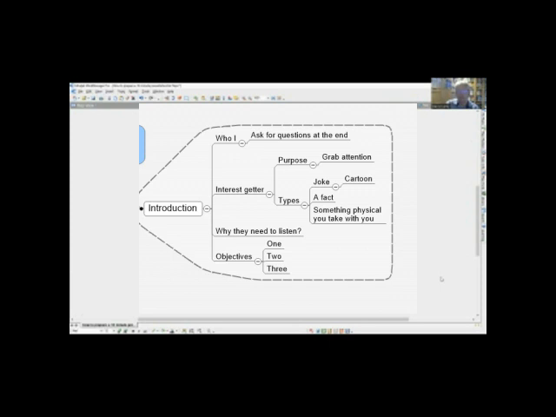Once you've grabbed their interest, once they understand why they need to listen, you then move on to the objectives. And I'm going to suggest no more than 3 objectives for a 10-minute talk. That's somewhere 2.5 to 3 minutes per objective. And within the introduction, you just itemize what those objectives are.